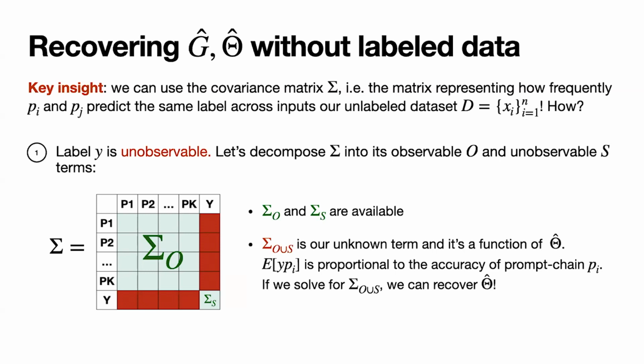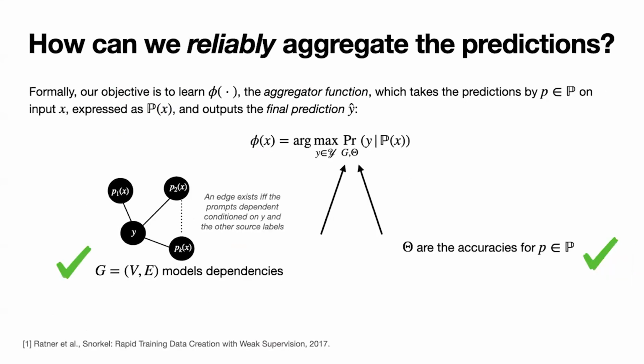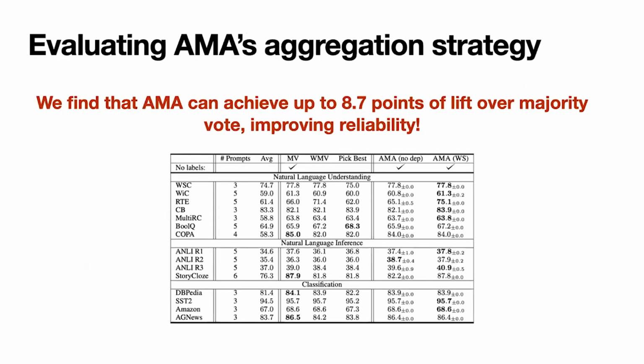Note that part of this covariance matrix is observable, and anything incorporating the random variable for the label Y is unobservable. So taking this covariance matrix, we can then exploit properties of graphical models and exponential families to recover the estimates of the dependency graph G, as well as the accuracies theta. Putting it all together, we have our reliable weak supervision-based aggregator function. Empirically, we report that weak supervision improves reliability over majority vote. It achieves up to 8.7 points of lift over majority vote in our evaluations.